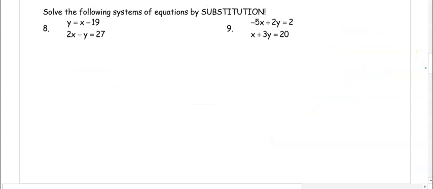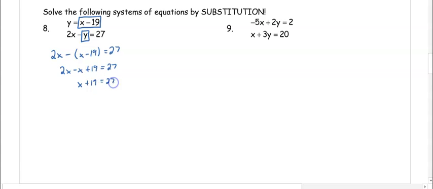In number 8, solve the following system of equations by substitution. So in substitution, we need a variable by itself. So we have y equals. So we are going to box what y equals and put it in for y in the second equation. We get 2x minus (x minus 19) equals 27. When we distribute the negative, 2x minus x plus 19 equals 27. When we combine our x's, we get x plus 19 equals 27. We can subtract 19 from both sides, so we get x equals 8.